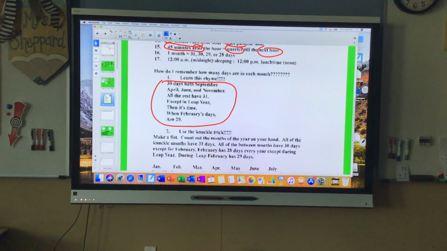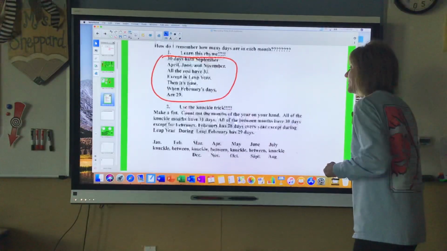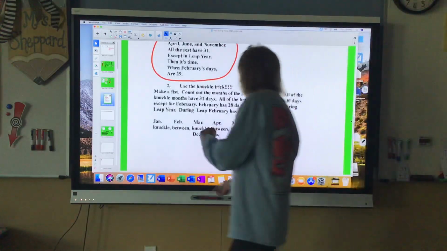That song, that poem, that rhyme, however you want to read it, will help you, if you get it memorized, remember which months have which number of days.